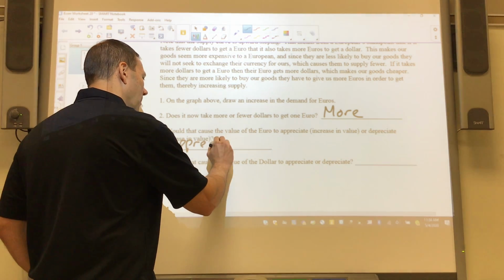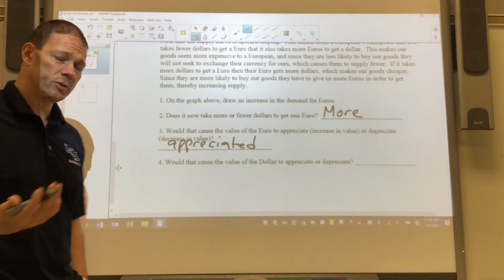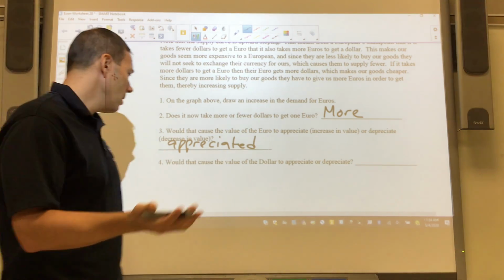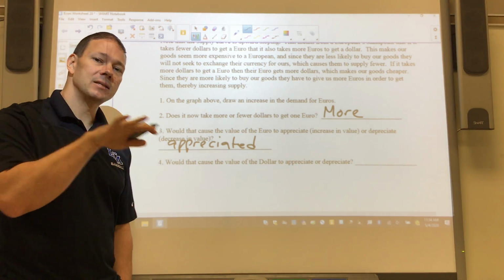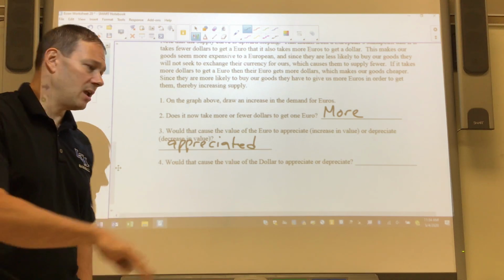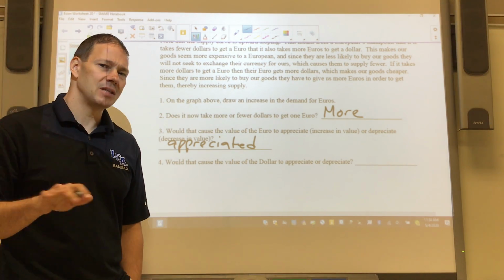The euro has appreciated, because now it takes more dollars to get the euro, just like it did the baseball card. The dollar, on the other hand, guess what? It has depreciated. If the euro has appreciated, the dollar has to have done the opposite. They can't do the same thing.